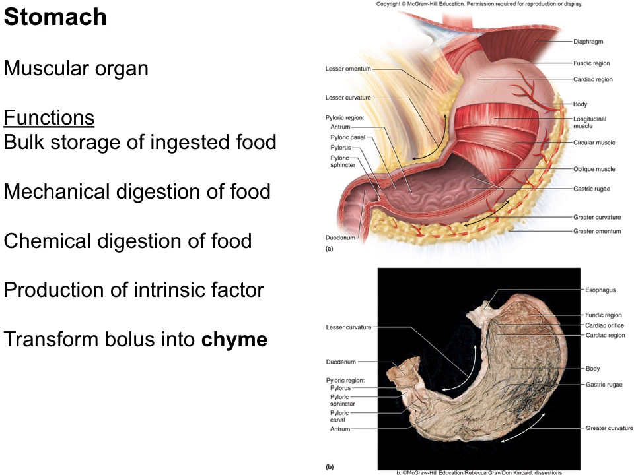Your stomach produces a chemical called intrinsic factor, which is necessary for you to absorb vitamin B12. And its actions are going to take that oval-shaped bolus and transform it into something called chyme. Chyme is a highly acidic, soupy mixture of partially digested food. And it's this soupy mixture that's going to be able to flow more easily through your small and large intestines.